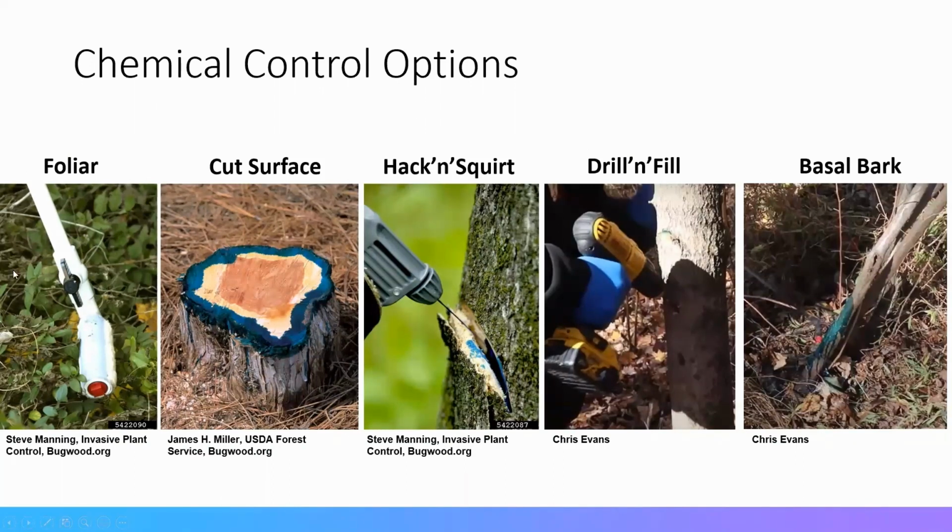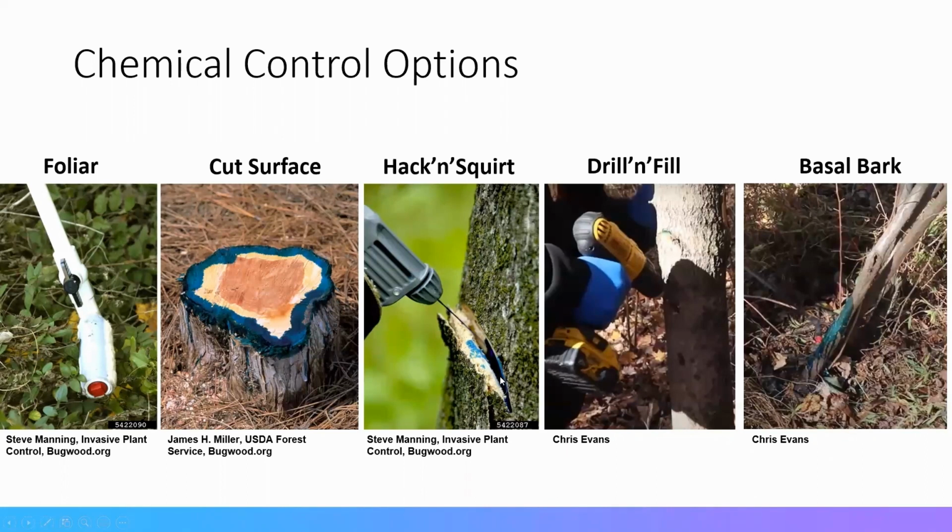Now, in some cases, we're doing a foliar application, which is a very low concentration of herbicide. We're just getting it on the leaves. Now, the one that I probably use the most is the cut surface, where we're actually cutting that Callery pear, that burning bush, or that Japanese barberry. We're cutting it just an inch or two above the soil line, and then we paint that stump with an herbicide. So that herbicide is only getting applied to that cut stump area. It's not getting applied to anything else.